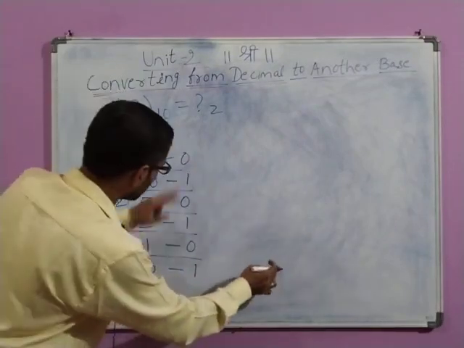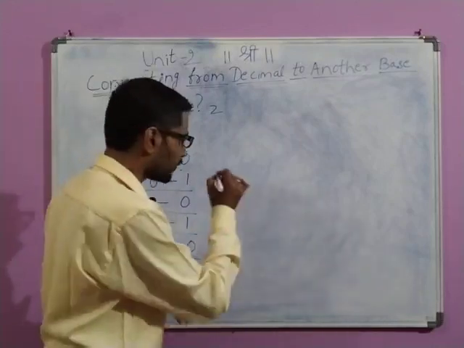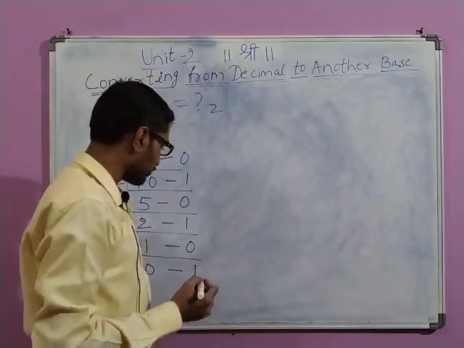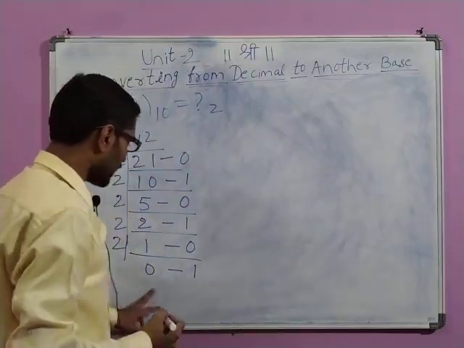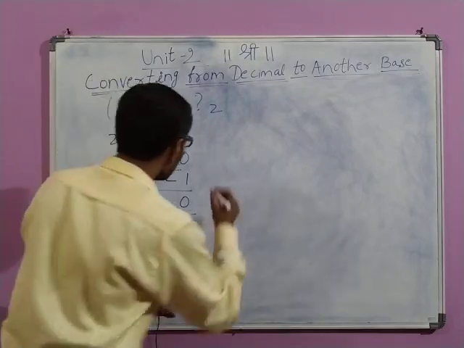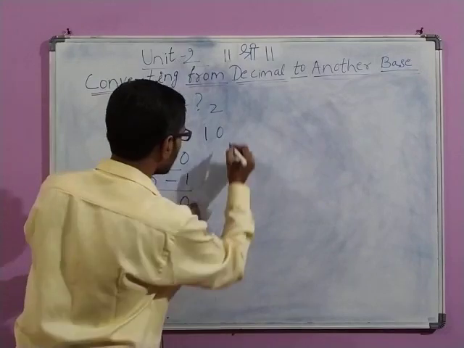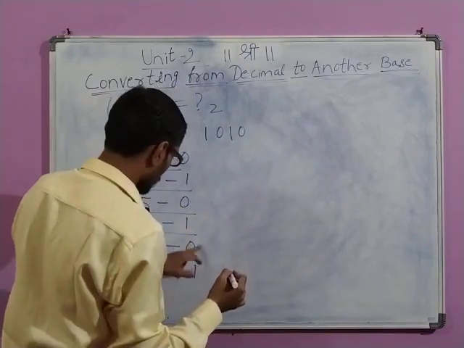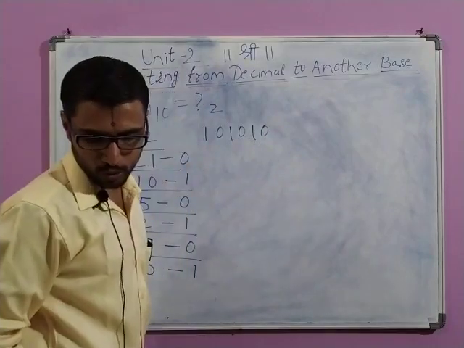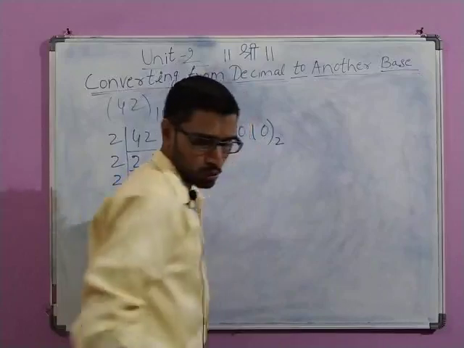Instead of recording from right to left, it is a human tendency that we always write the numbers from left to right, so it will be easy for us. And the answer will be 1 0 1 0 1 0 to the base 2.